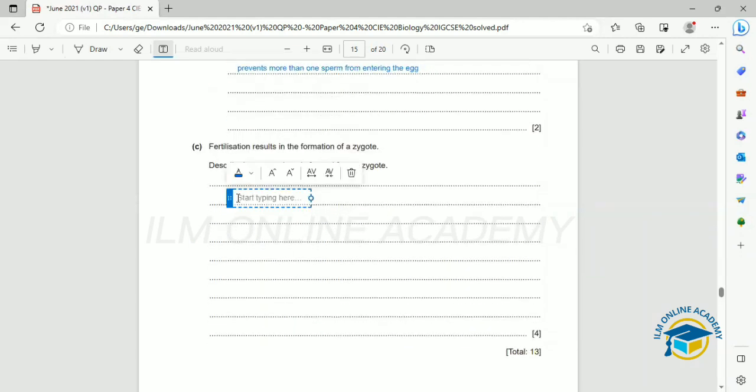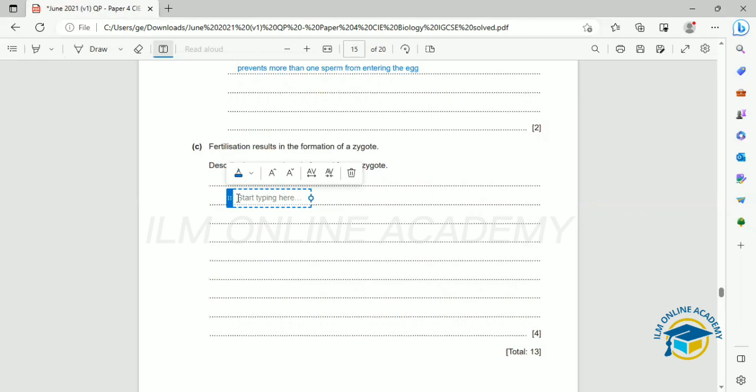from a zygote. Now, after fertilization has taken place in the fallopian tubes, okay, the sperm has actually fertilized the egg. So later on, the zygote that has formed is going to divide, and it's going to continually divide till it moves down the fallopian tubes and reaches the uterus.